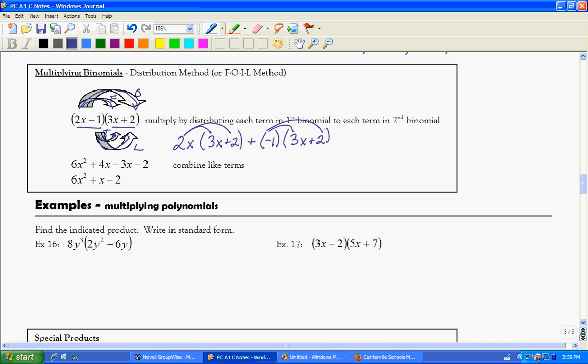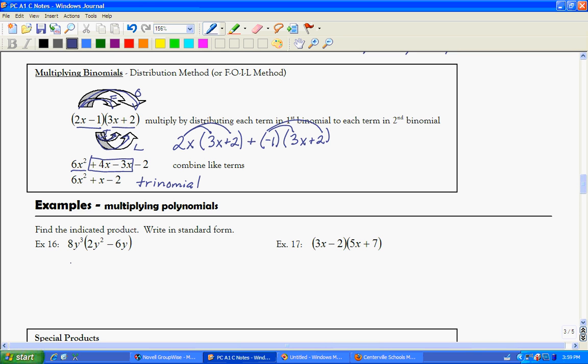Okay, so once you distribute the 2x times 3x is 6x squared, 2x times 2 is 4x, -1 times 3x is -3x, -1 times 2 gives us -2. We combine the two terms in the middle because they are alike, and we end up with a trinomial that's listed. Okay, let's try a couple of these out in our examples.